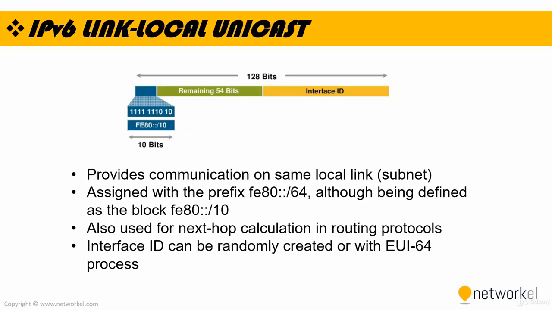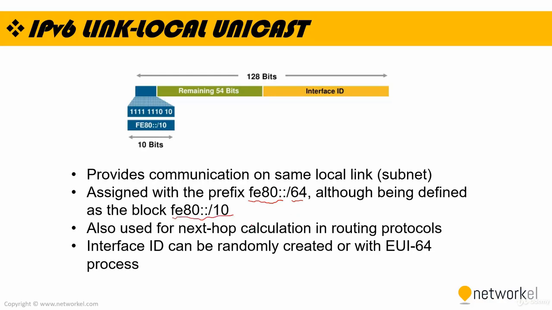The other unicast type that we use in IP version 6 is the IP version 6 link local unicast, which provides communication on the same local link. That's similar in logic to IP version 4 private addresses. And this address is assigned with the prefix FE80::/64.